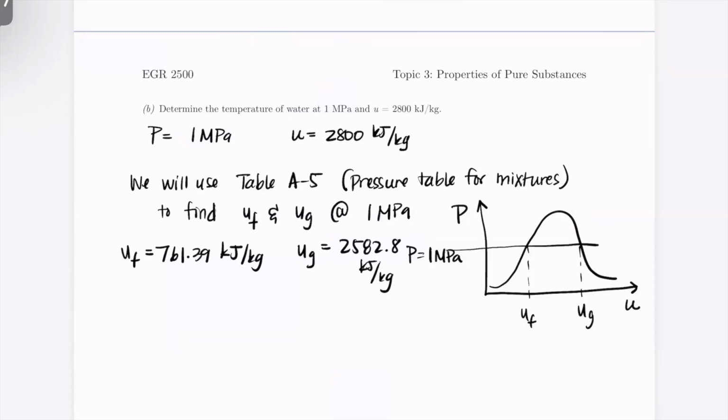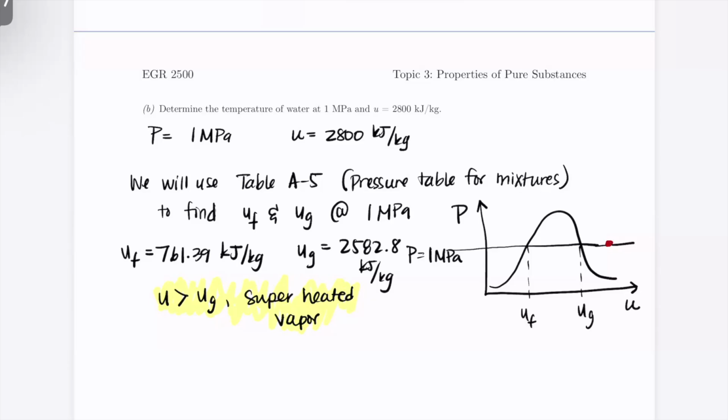Yeah, we're above UG. So we're in our superheated vapor. So the justification is that U is greater than UG. So this is a superheated vapor. Does this make sense so far? So our first step is always going to be to figure out the state, and then we know what table to use to find the property we're looking for.